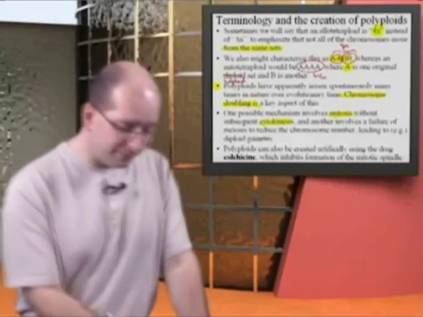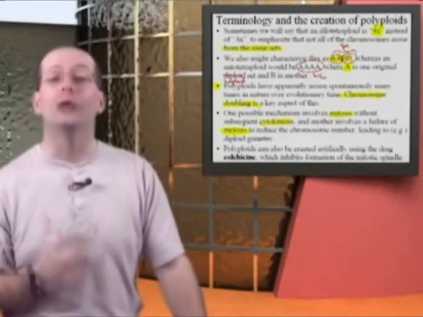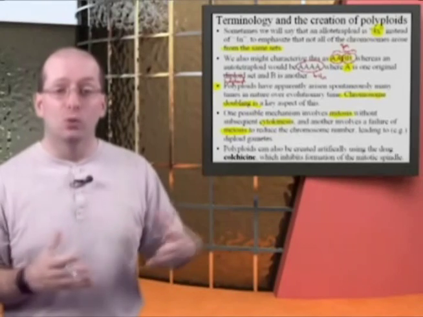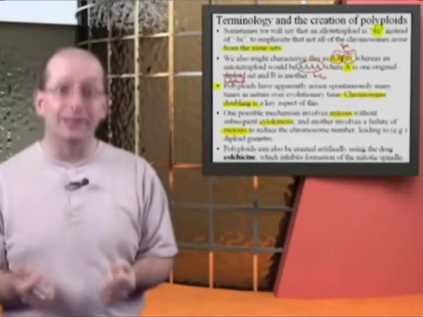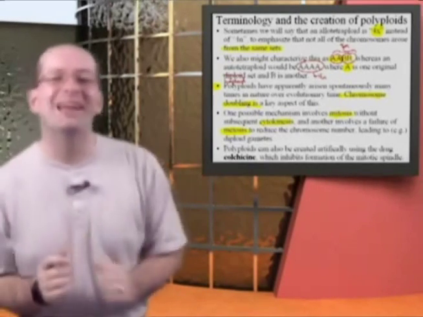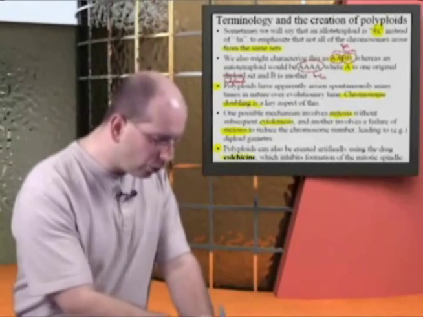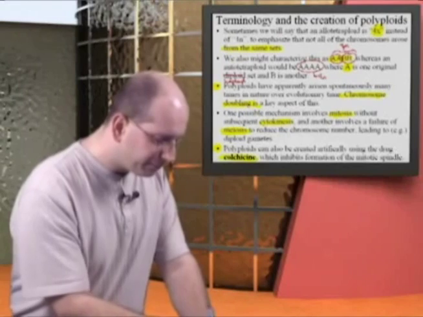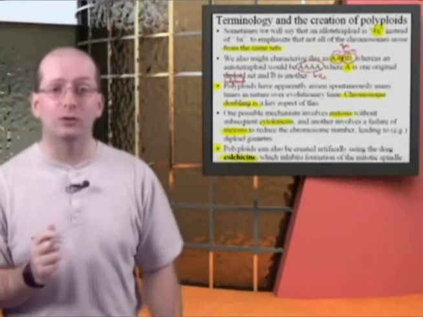Another way would be if the reduction division in meiosis failed to reduce, you could have a diploid gamete, which could fertilize another gamete, increasing the ploidy level of the resulting organism, right? If we want to make a polyploid, we could do that too. We have a great drug called colchicine. And what colchicine does is it inhibits the formation of the mitotic spindle.